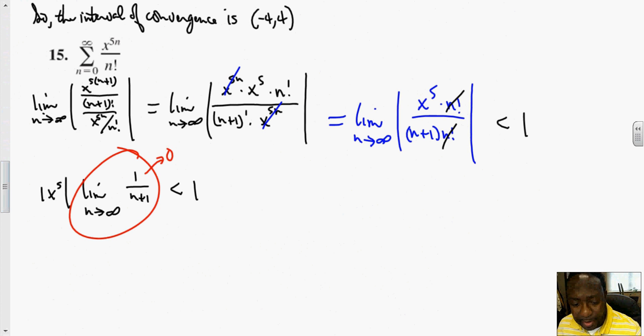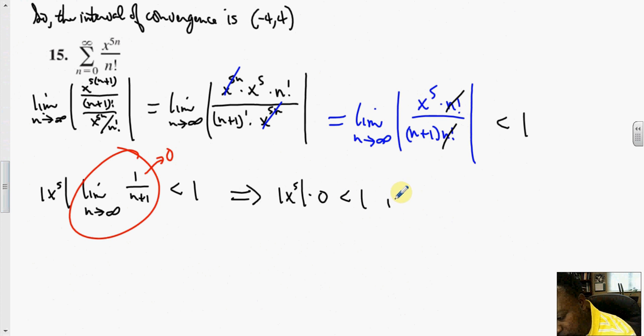So what this implies is that I have the absolute value of x to the 5th times 0 less than 1. That is, 0 is less than 1. Well, obviously. What this means is that for any choice of x, I will get convergence all the time. Whatever value of x you put here times 0 is always going to be less than 1. x could be a million. A million to the 5th power times 0 is still 0, less than 1. So this series converges for any choice of x.